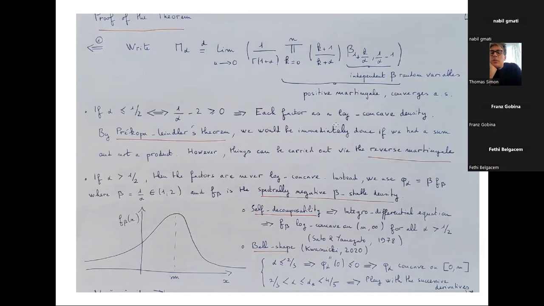And so you can play a bit with it and show, this is what Sato and Yamazato did some time ago, that after the mode, in this case, you get what you want. The density is log concave. So this is true for all alpha greater than 1/2. So we need to study the property between 0 and m, which is a mode, the positive mode of the underlying stable random variable.